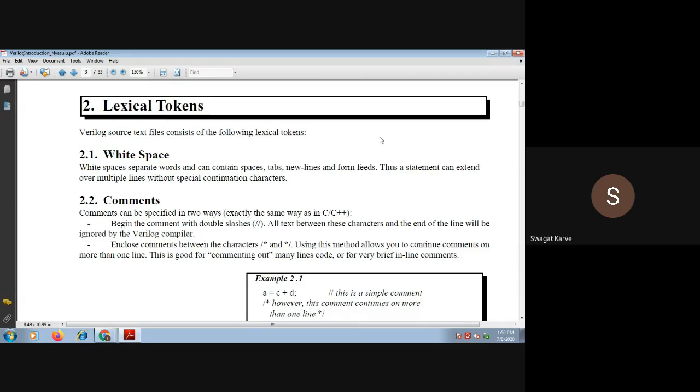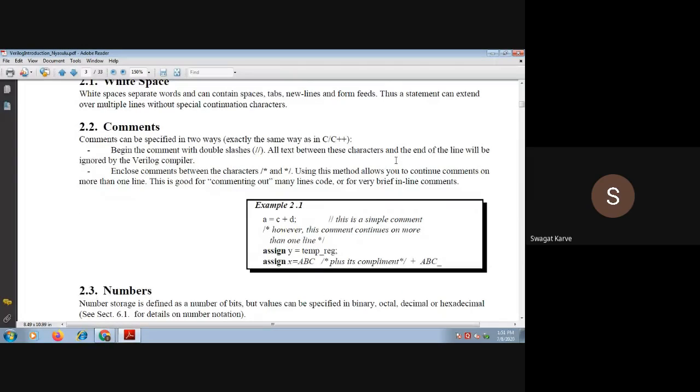Then comments. What do you mean by comment? Comments can be specified in two ways, exactly as in C or C++. That means when you put a comment in front of a statement, that line of code will not execute. In a similar manner, you can put comments in the Verilog language also, similar to C. If you put a double backslash, the rest of the line will get commented. That means you can write any comment in front of that line. So that is about comments.